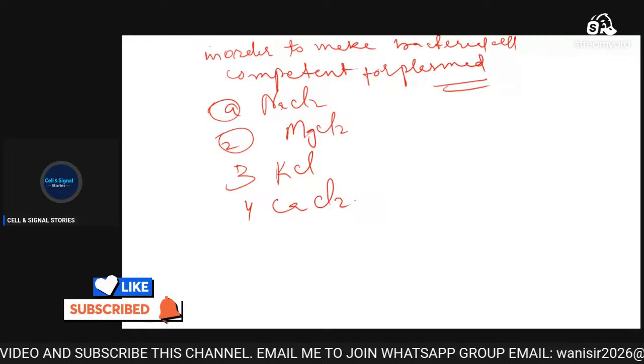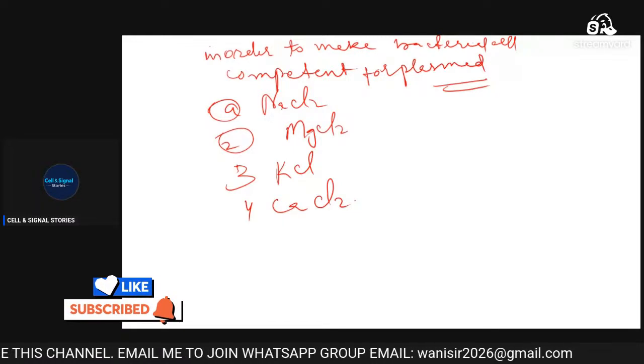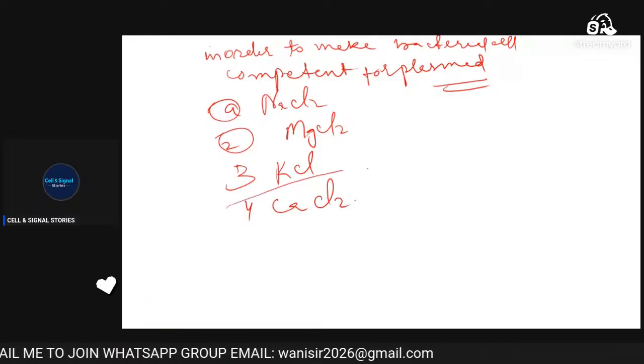And a very important question: in order to make the bacterial cell competent, what are the chemicals which are used to form the competent cell? And the answer is calcium chloride.